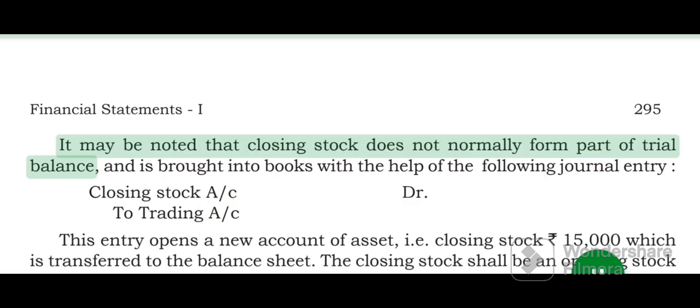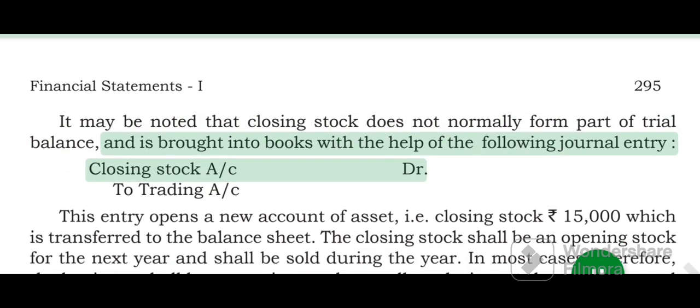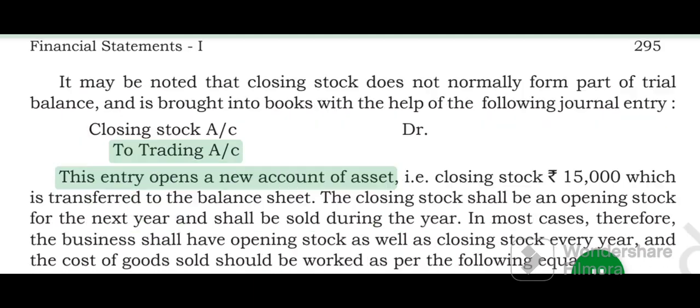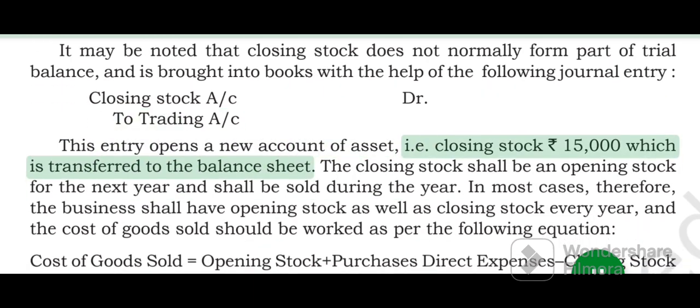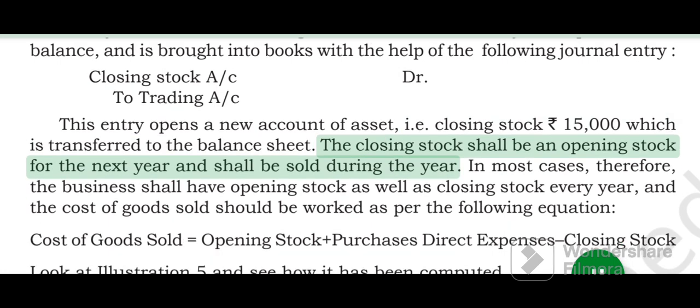It may be noted that closing stock does not normally form part of the trial balance, and is brought into the books with the help of the following journal entry. Closing stock account debit, to trading account. This entry opens a new account of an asset, i.e. closing stock 15,000, which is transferred to the balance sheet. The closing stock shall be the opening stock for the next year and shall be sold during the year.